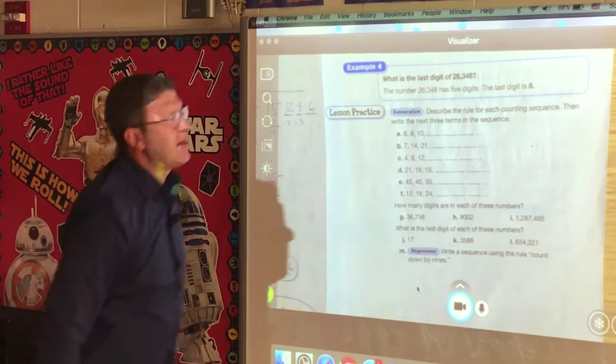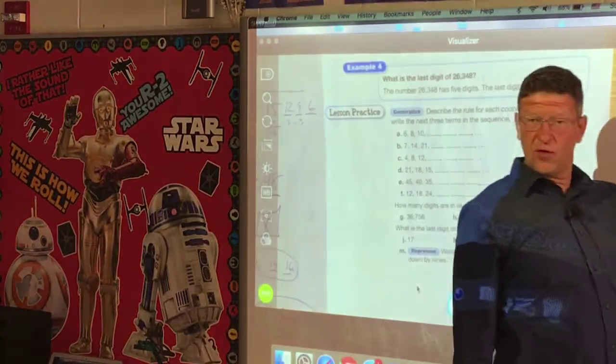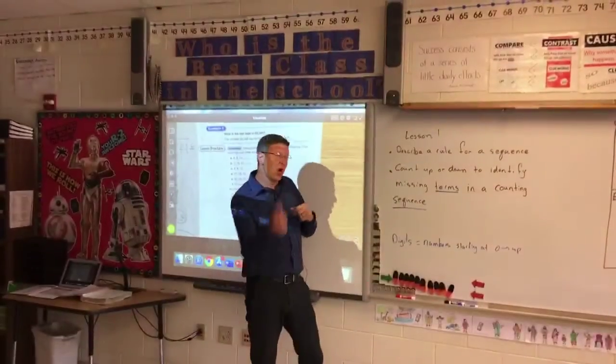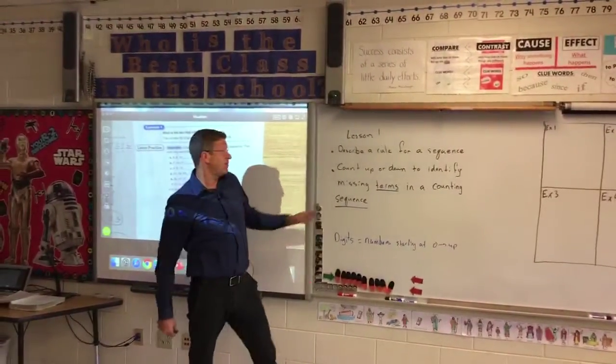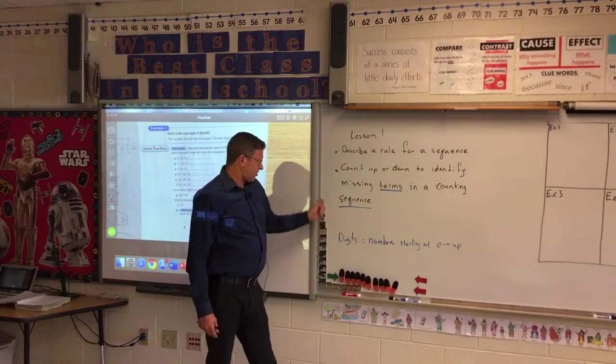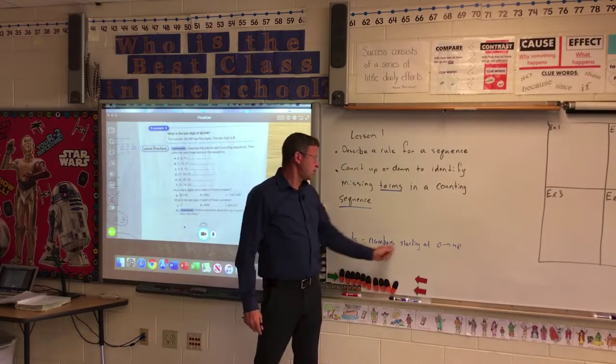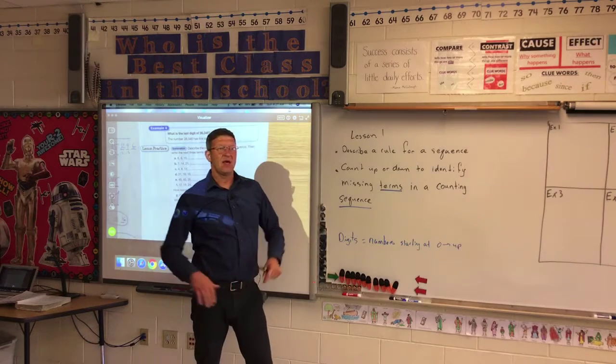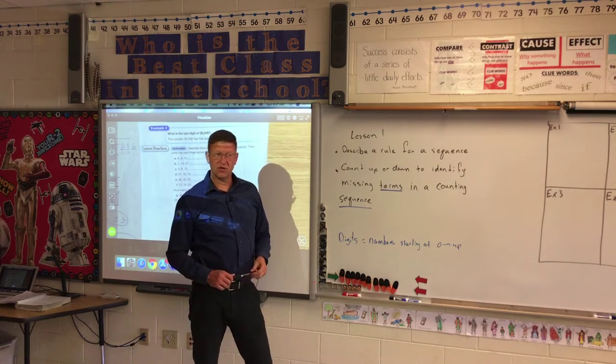All right, guys. Lesson number 1. Describing the rule for a sequence, finding the next 3 or the next 1 in that sequence. We're going to learn how if we go up or down to find the missing digits in our counting sequences. And the last thing is digits. Numbers from 1 through 9, and you can count those or look for them in those numbers.